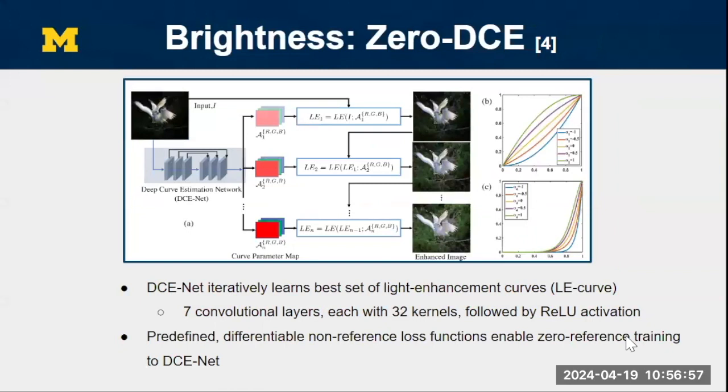The second model we tried was Zero-DCE, and the image shows the architecture of this model. It formulates light enhancement as a task of curve estimation using a DCE-Net to iteratively learn a best set of light enhancement curves.